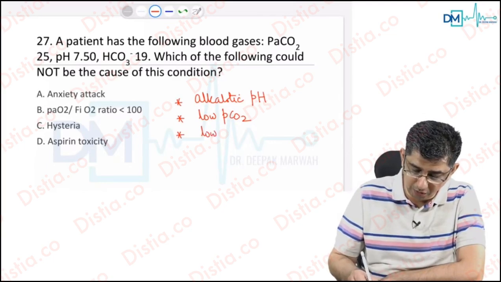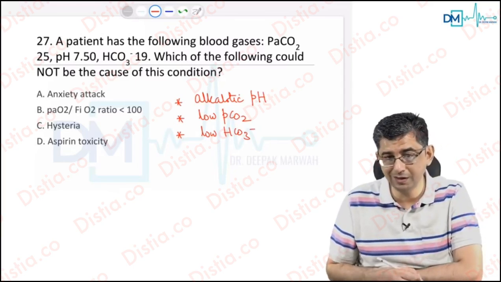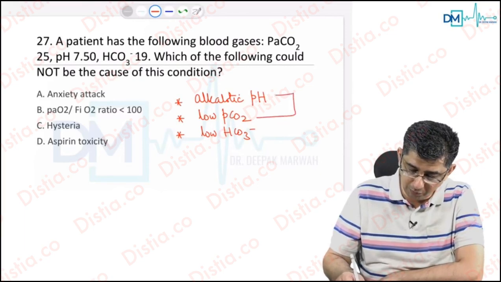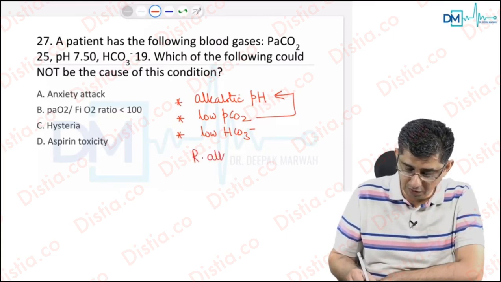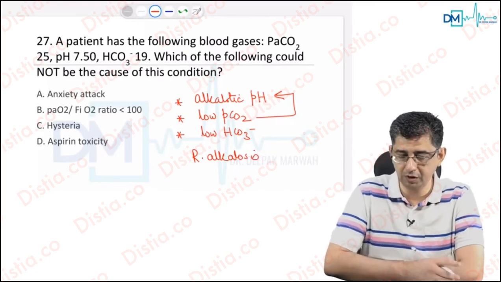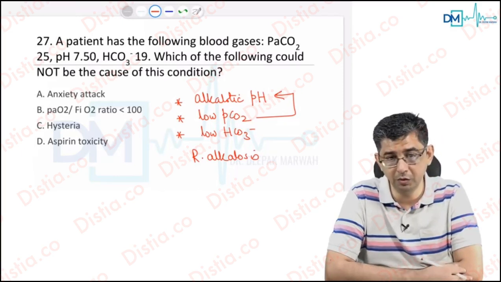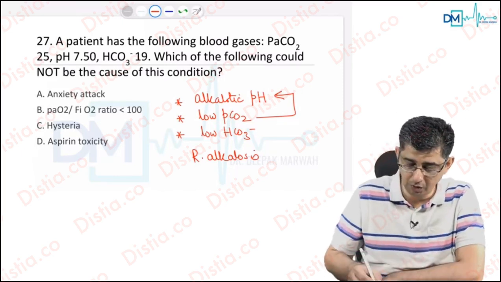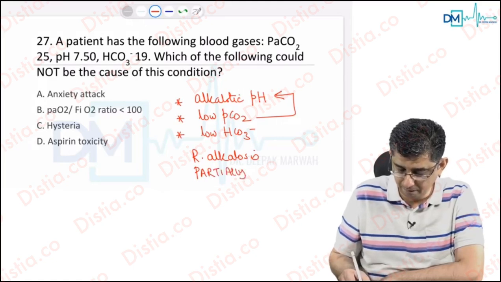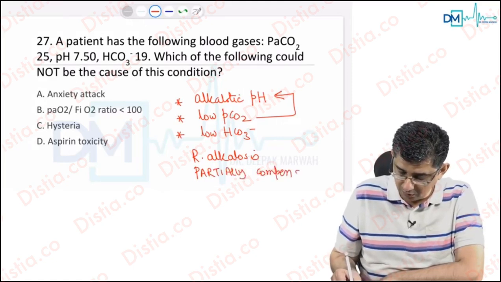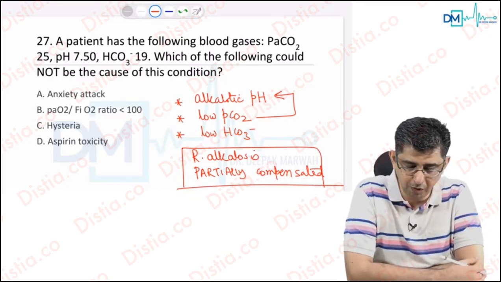Low bicarbonate cannot explain the alkalotic pH of the patient because low bicarbonate causes metabolic acidosis. So, the main problem in this patient is a respiratory alkalosis which is causing carbon dioxide washout from the body, and therefore an alkalotic pH is developing in the patient. The compensation of respiratory alkalosis is metabolic acidosis. That is why in this patient bicarbonate is low. So this particular patient is having a partially compensated respiratory alkalosis. The question says which of the following could not be a cause of this condition.